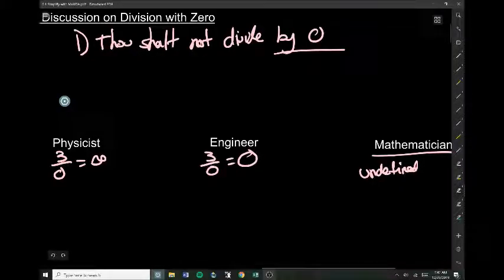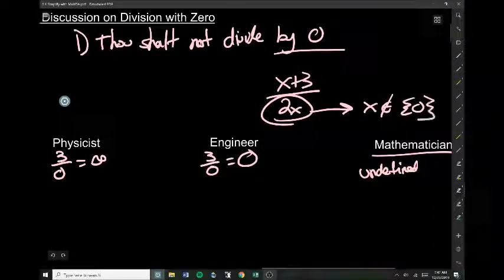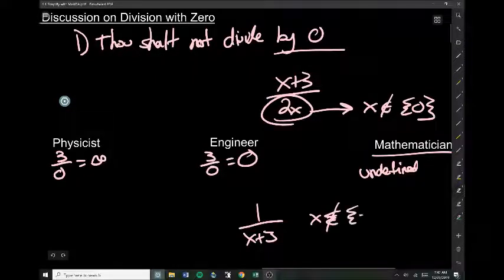That matters with everything that we're doing. We're going to have expressions that have variables on top and variables on the bottom, and we have to make sure that we're never dividing by 0. So we have to state that x cannot be in the set of 0 or something else. And we'll see examples of that. But if I had 1 over x plus 3, I would state that x cannot be in the set of negative 3. Let me show you what I mean.